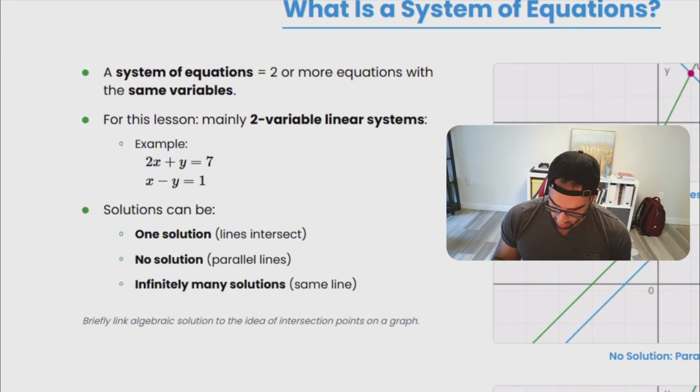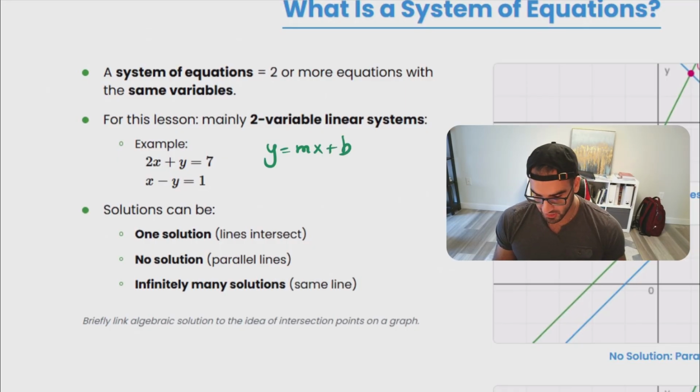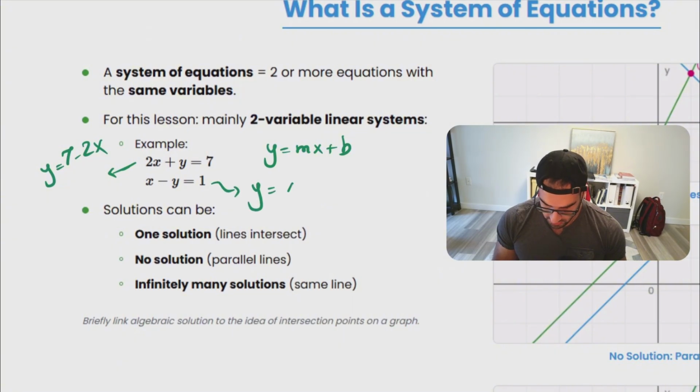As you remember, I always tell you to try to make your line equations look like this: y is equal to mx plus b. M is the slope and b is the y-intercept, which means at what point your line is going to start. So I have y is equal to mx plus b. How can I do that over here? Easy, just move 2x to the other side. So I have y is equal to 7 minus 2x, so negative 2x plus 7. And at this point, I have y is equal to x minus 1.